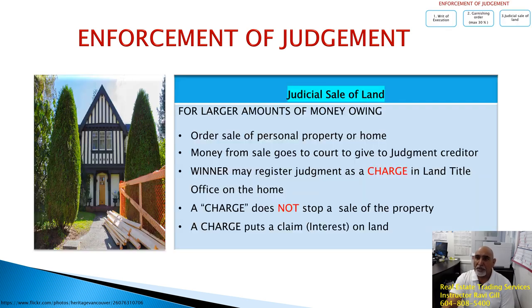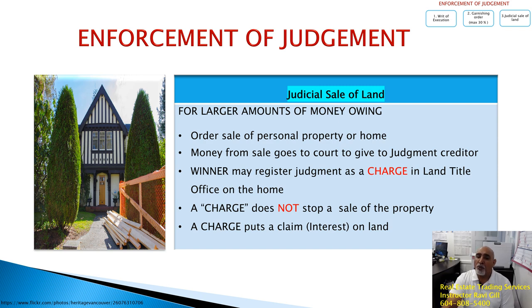Okay, so we're looking at number 3 now. For larger amounts of money owing, an order can be made for the sale of his personal home. So the judge says, have this order, where the order is the house must be sold to pay off the judgment debt. Then the house gets sold, the money from the sale goes to the court, and then the court gives it to the judgment creditor.